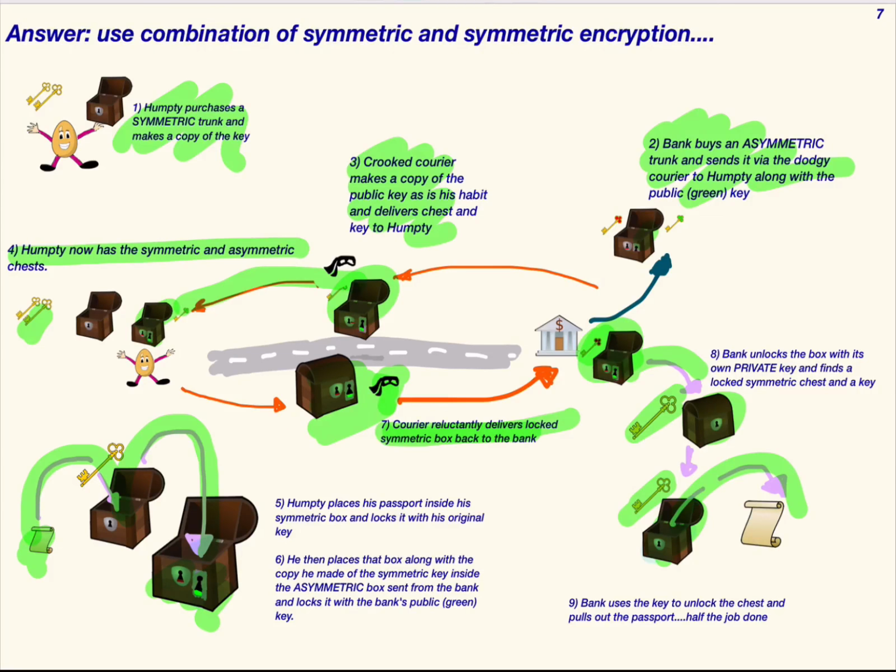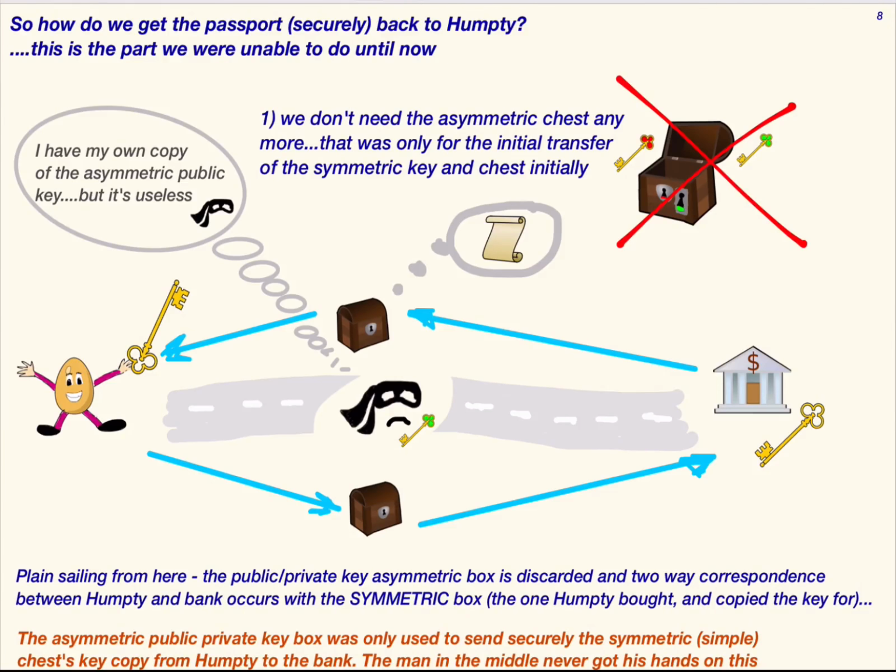And the great thing about this is that we can now get the passport back to Humpty securely, which we were not able to do before, right, in the first example. So how do we get the passport securely back to Humpty, right? Now, the key point is we do not need that big, clunky asymmetric box anymore, right? We can throw it away. The bank can basically use it for the next Humpty or whatever, but we don't need it anymore.